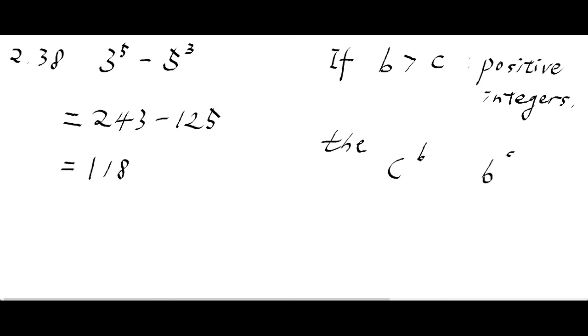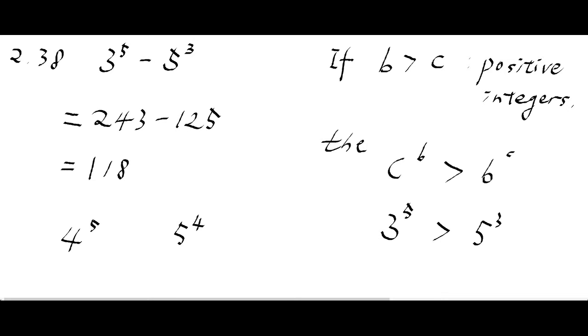Which one is greater? The one with more power is greater, like this example: 3 to the 5th power and 5 to the 3rd power. You can also check a little bit simple example. Like 4 to the 5th and 5 to the 4th, okay? 4 to the 5th is greater.